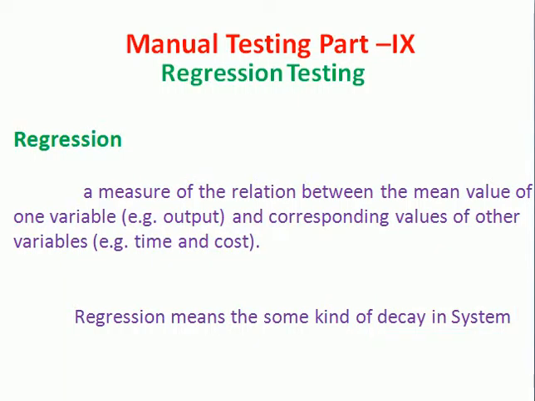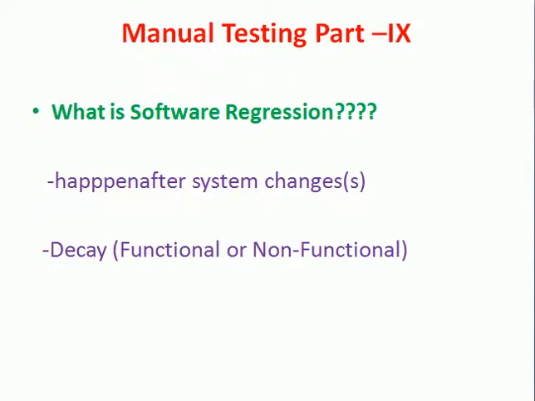So what is software regression? Software regression is any unwanted change that happens after changes are made to the system. Now the system change can have some software code that is changed in order to implement new feature or to fix certain defects, or it can be that some of the underlying components in the software change.